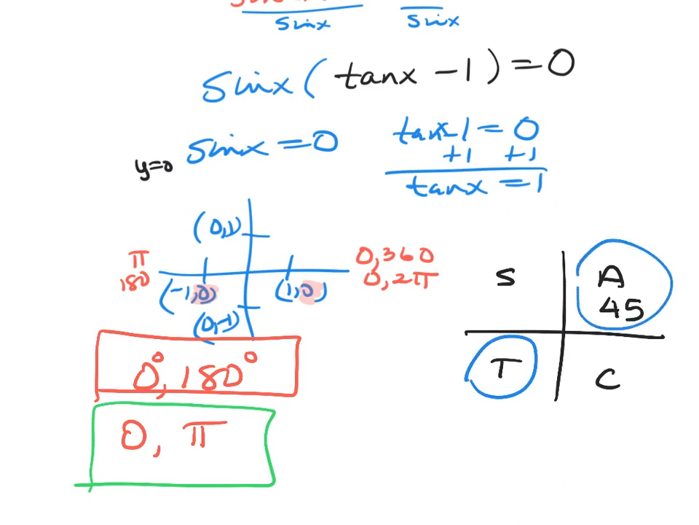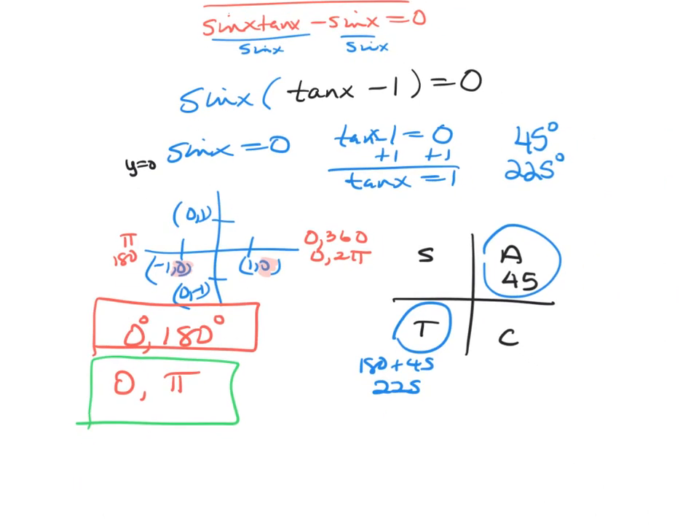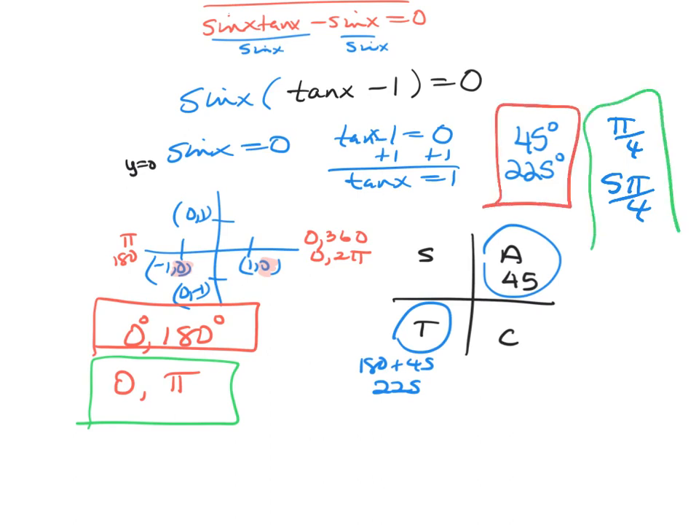and here. And remember, to get this angle, I'm going to do 180 plus 45, and that gives me 225. So my two answers here in degrees for tangent x equals 1 is 45 and 225. And then if you look at your unit circle, the equivalent radians for this are pi over 4 and 5 pi over 4. So if it says give it in degrees, you say this. If it says give it in radians, then that's your answer.